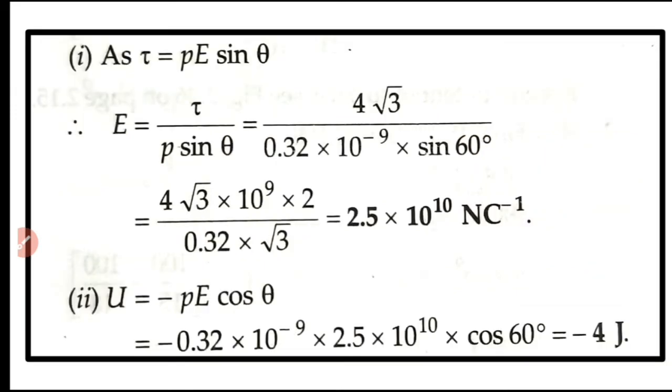So we use the same equation, that is tau equal to PE sin theta. So E is equal to tau by P sin theta. So we will get 2.5 into 10 raised to 10 Newton per Coulomb. And potential energy, the same equation we will use, and we will get the answer minus 4 joule.